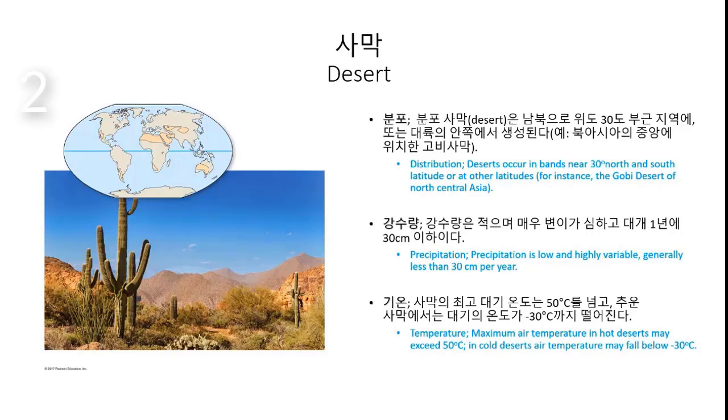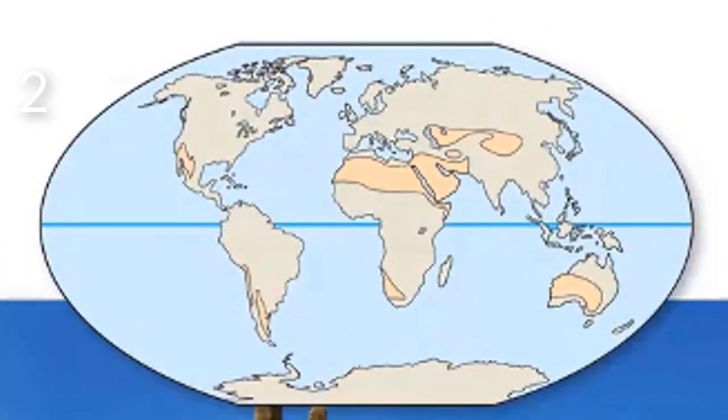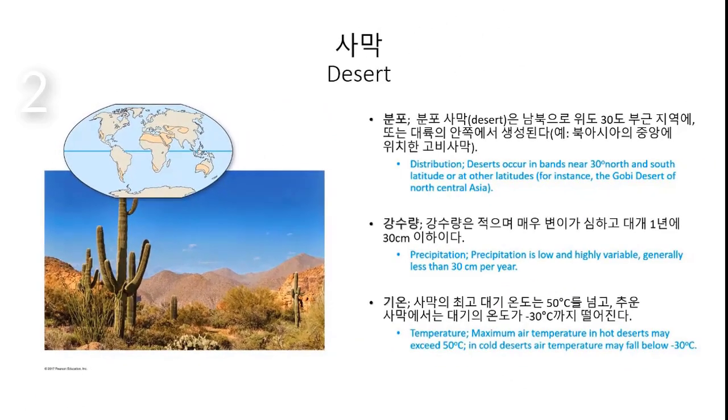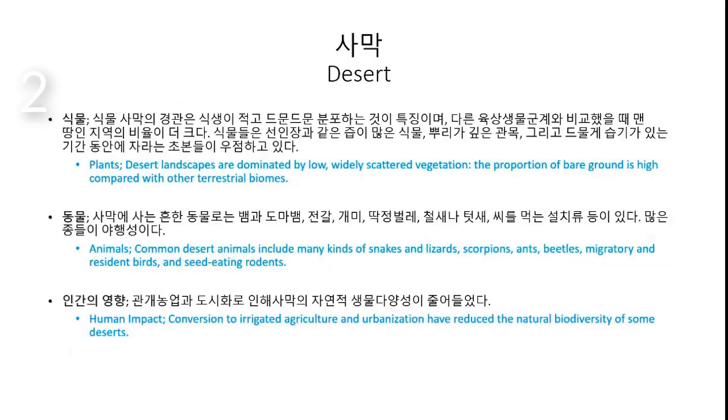Number 2. Deserts. Deserts occur in bands near 30 degrees north and south latitude or at other latitudes in the interior of continents, for instance the Gobi Desert of North Central Asia. Precipitation. Precipitation is low and highly variable, generally less than 30 centimeters per year. Temperature. Temperature is variable seasonally and daily. Maximum air temperature in hot deserts may exceed 50 degrees Celsius. In cold deserts, air temperature may fall below minus 30 degrees Celsius.